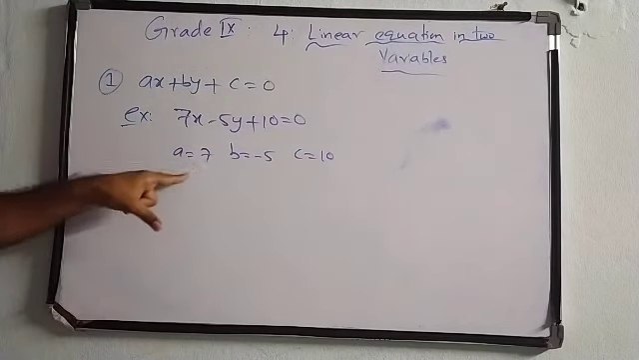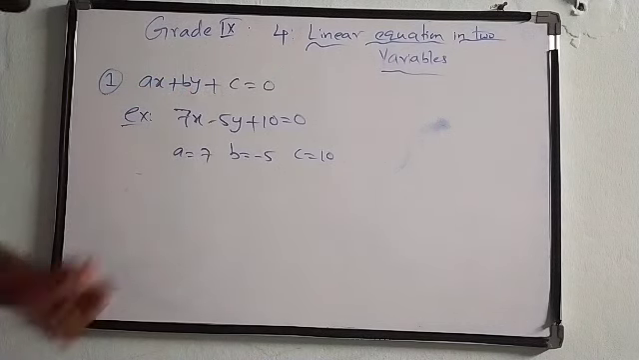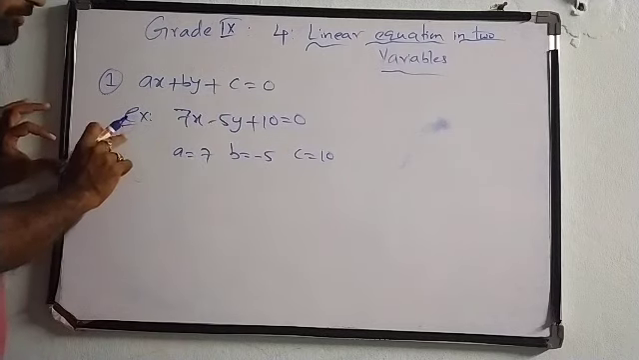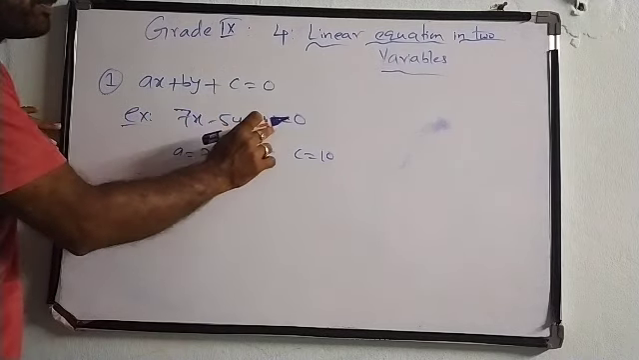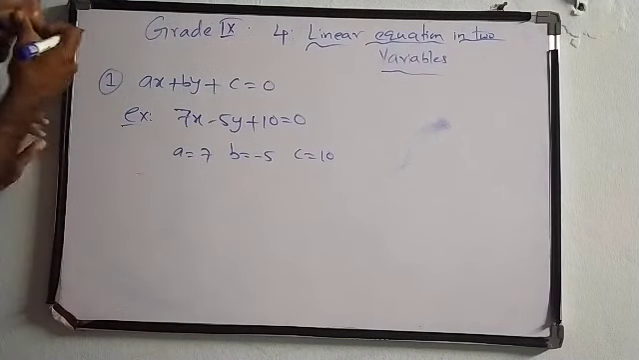Whatever that standard form is there, ax plus by plus c is equals to 0, this is linear equation standard form in two variables. If I take an example, 7x minus 5y plus 10 equals to 0, a will be 7, b will be minus 5 and c will be 10.